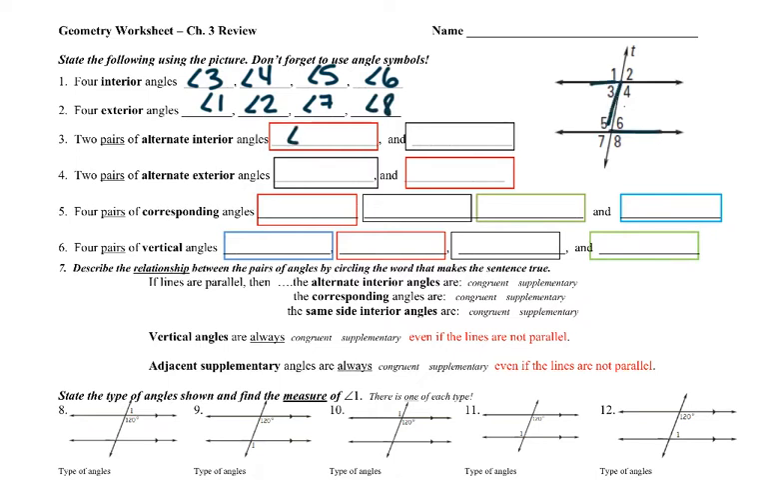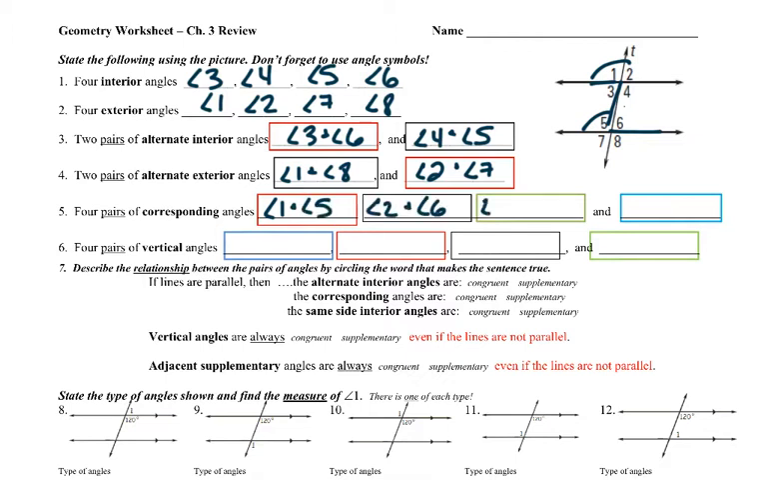Alternate interior angles make the Z, so that's 3 and 6, and on the other side, 4 and 5. Similarly, alternate exterior, 1 and 8, 2 and 7. Corresponding, remember, are like 1 in, 1 out, so angle 1 and angle 5, angle 2 and angle 6, angle 4 and angle 8, and angle 3 and angle 7.